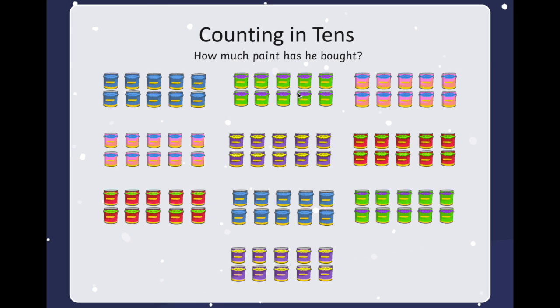10, 20, 30, 40, 50, 60, 70, 80, 90, 100. Well done. Let's check that we are correct. 10, 20, 30, 40, 50, 60, 70, 80, 90, 100. Good job, everyone. We were correct. We counted in tens all the way from 10 until 100.